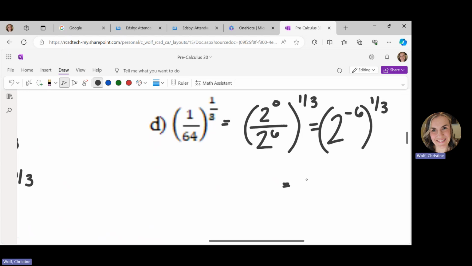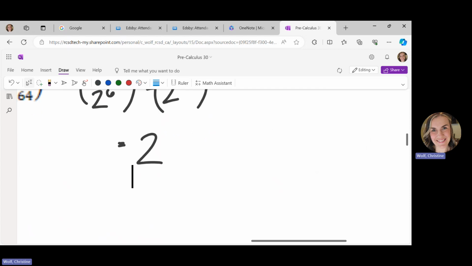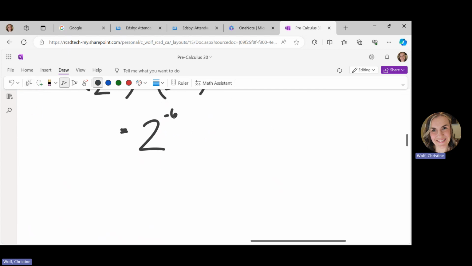And then you need to clean it up. You cannot stop there. Sorry, I'll scroll up. You multiply your exponents together. So -6 times 1/3 is -6 over 3. You are not done. You reduce that fraction. There you go. 2 to the -2.